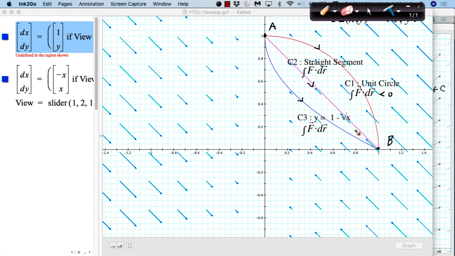So what I want you to do, while I'm taking attendance, is find in this field at least 2 more paths that give a 0 line integral from A to B, and at least 2 more paths that give a positive line integral from A to B. Just to underscore that we do not have path independence. From A to B, you can find line integrals that are negative. We've already found 3. You can find line integrals that are 0, and you can find line integrals that are positive.